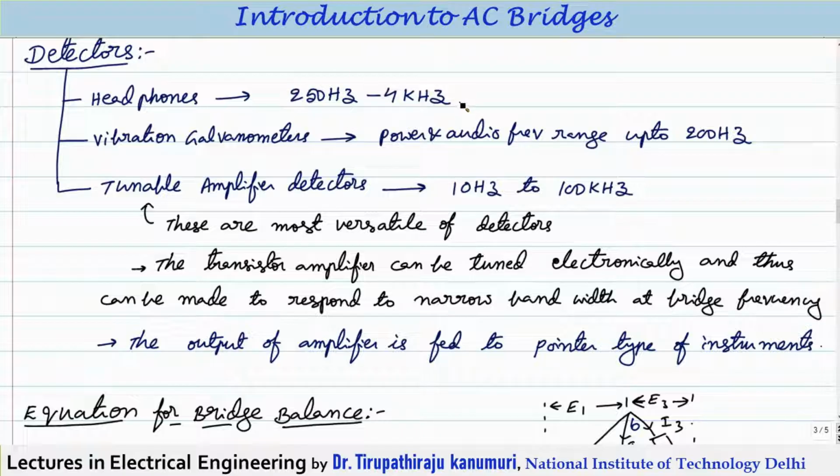So headphones will be used, connected to the ear, and we will hear the sound. When the sound becomes 0, that means it is a null value, which means it is under balance condition. And the second type of detector is vibration galvanometers.